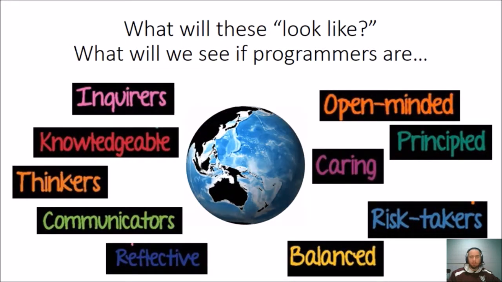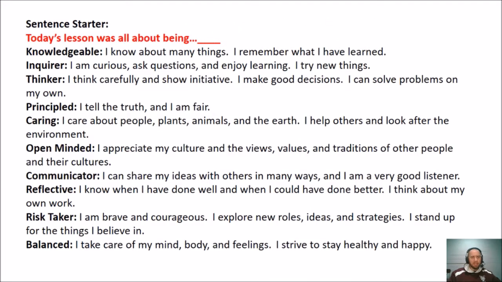Go ahead and pick an IB attribute to compare today's lesson with. If I had to pick, I was going with a thinker, that is, think carefully and show initiative, make good decisions, not only in your program but in class. And this is the big one, solving problems on your own. It's hard for me, but I'm trying to be really hands-off with your programming because of all the creativity opportunities that there are for you inside of the act of programming.